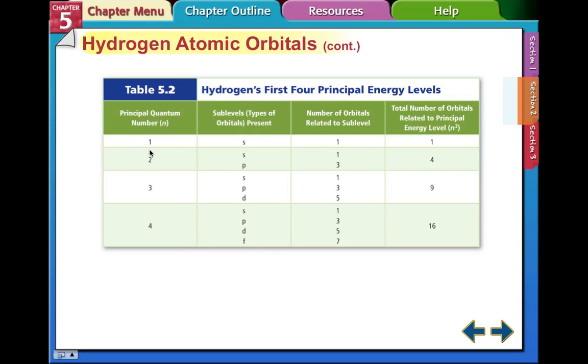So your quantum number, or your energy level 1, has 1 sublevel, S. Energy level 2, or quantum number 2, has 2 sublevels, S and P. Quantum number 3 has 3 sublevels, S, P, and D. And quantum number 4, or energy level 4, has 4 sublevels, S, P, D, and F.